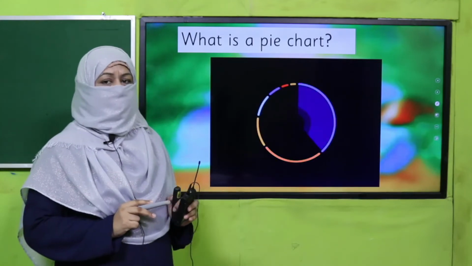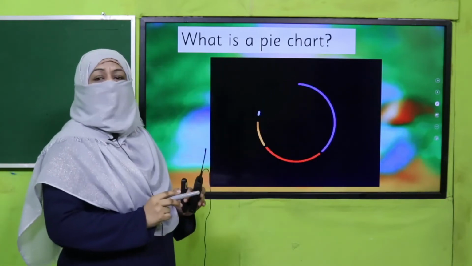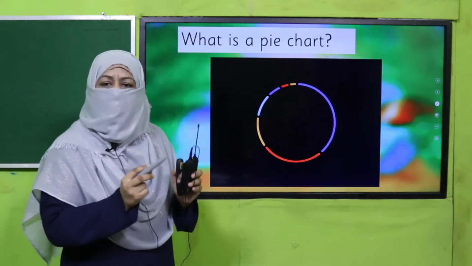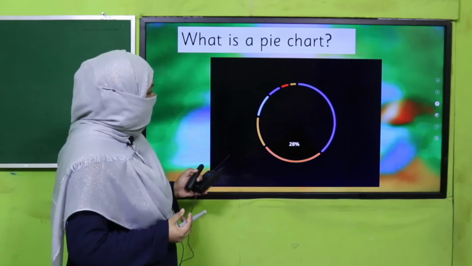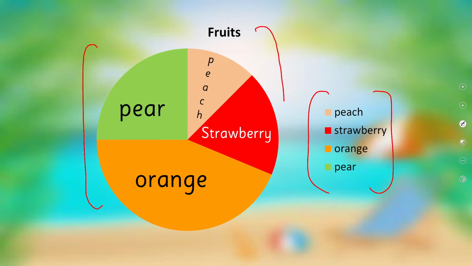What is a pie? It is a circular representation, and how much of this complete circle one thing is covering, that is called a pie chart. How do we represent it? For example, the way I taught you about peaches, this is the same information of fruits which we talked about. When we represent it in a pie chart, this is how.